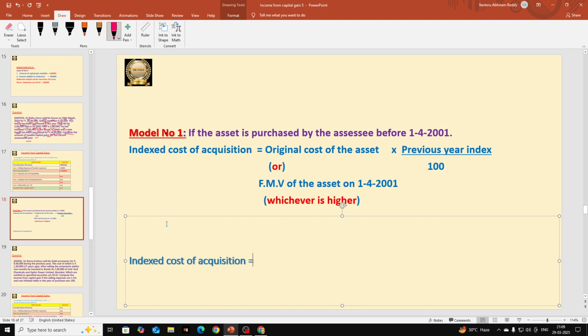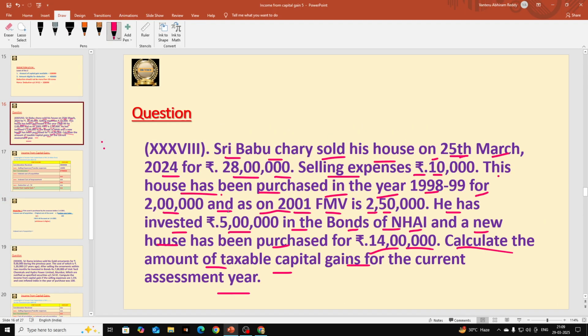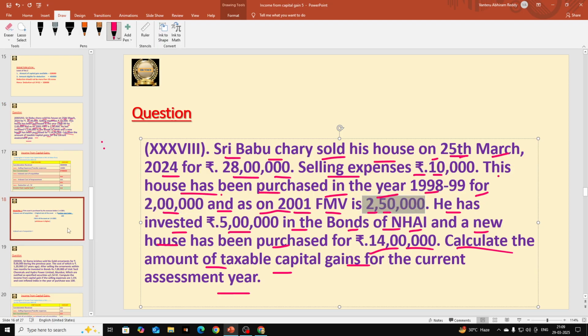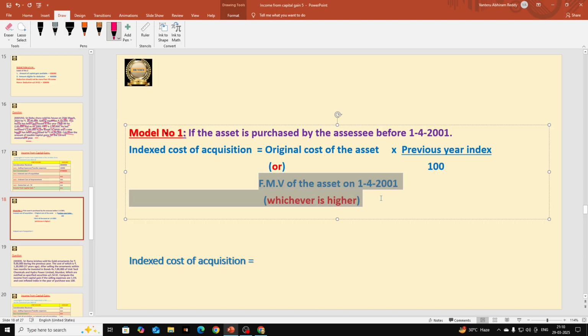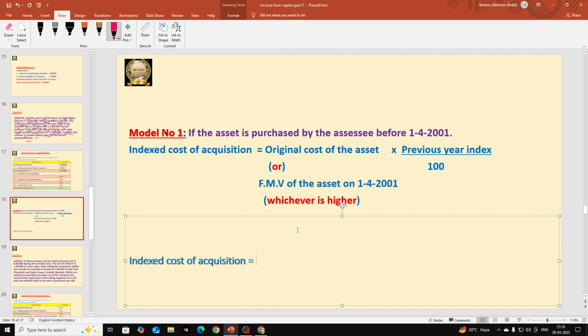is equal to original cost of the asset. Original cost of the asset we should take. What is the original cost of the asset? He purchased it for 2 lakhs. So 2 lakhs is the original cost of the asset. And FMV is how much? 2,50,000. So let us take those two. So original cost of the asset or FMV. We should take that.